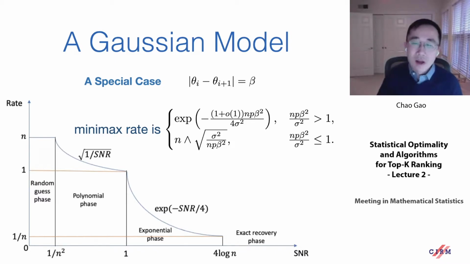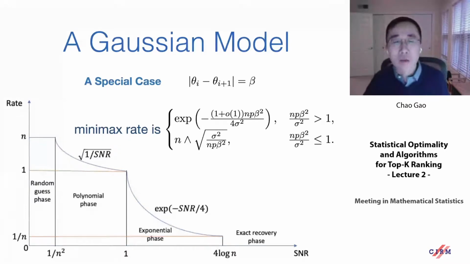But when the signal to noise ratio is low, this is when you do not see the discrete property of the rank vector, because everything is blurred by the noise, right? The noise level just covers the discrete nature of the rank vector. So in this case, when the noise is high, estimating a rank vector is just as if estimating a usual n-dimensional continuous parameter. And we know that by a simple entropy argument, you will have a polynomial rate.